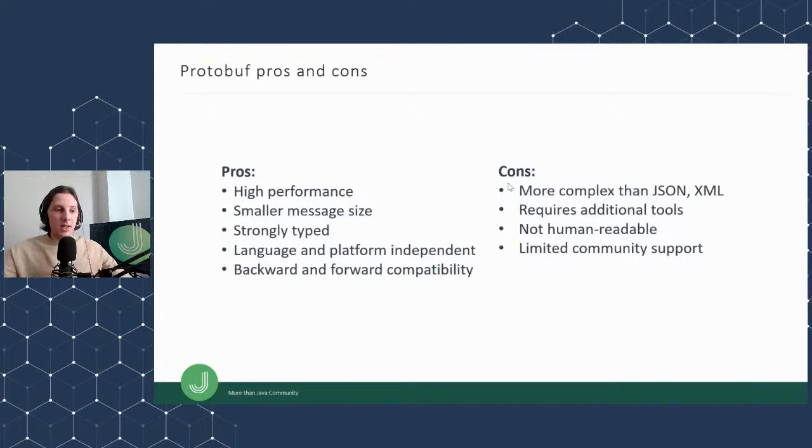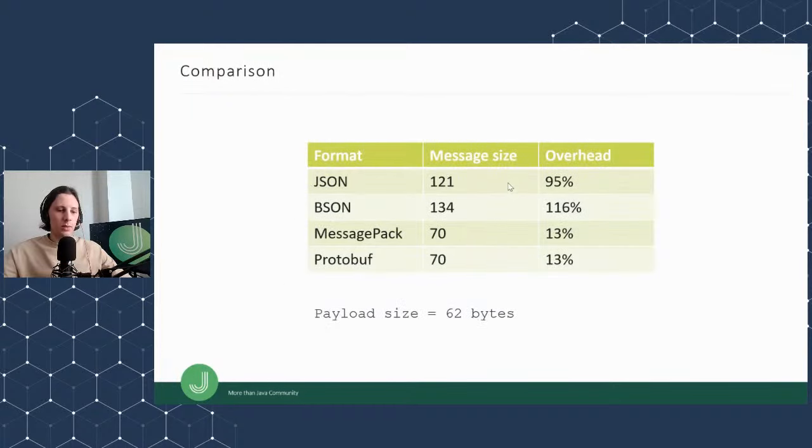So we have seen 4 formats. Let's try to compare them with each other. First, the message size and the overhead. The payload size, as you remember, we calculated to be 62 bytes. So the overhead for JSON and BSON was somewhere around 100%, and for MessagePack and Protobuf it was 13%.